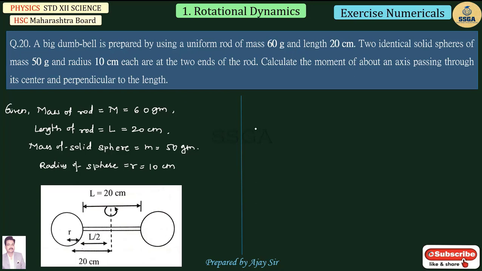Therefore, by using the formula, the moment of inertia of the system, we can write, is the moment of inertia of the rod about its perpendicular bisector, plus the moment of inertia of two spheres.